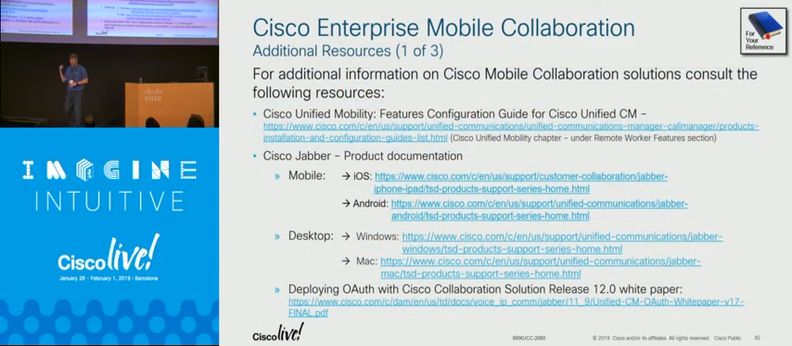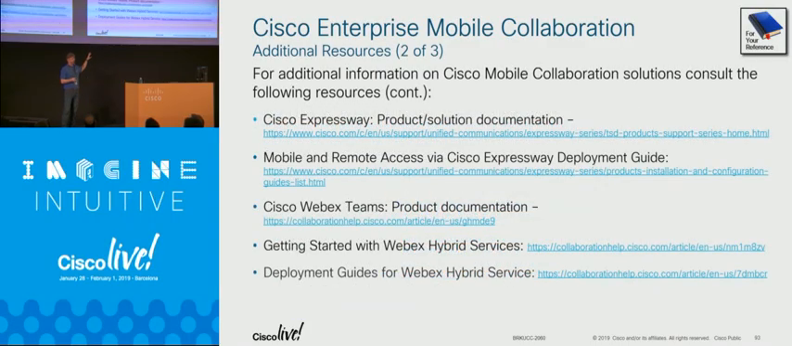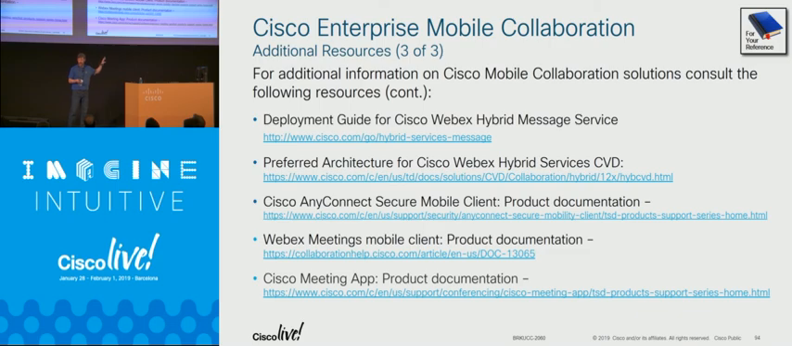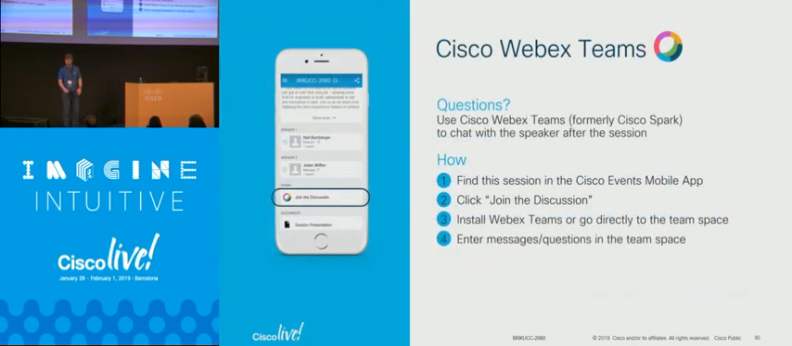So, a few slides here with additional resources, everything from unified mobility and Jabber documentation, including the OAuth information, Expressway, mobile and remote access information, WebEx Teams, WebEx hybrid services, and of course deployment guides around WebEx hybrid messaging, since that's new, and the preferred architecture for Cisco WebEx hybrid services. That's a whole Cisco validated design that goes through step by step what you need to do to enable all of this stuff. WebEx mobile client, Cisco meeting app, product documentation, all listed here for your reference. So if you have anything you want to look up, you got that there.